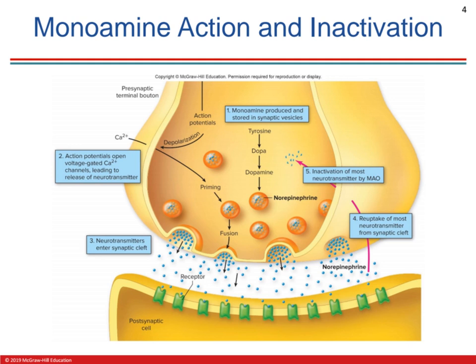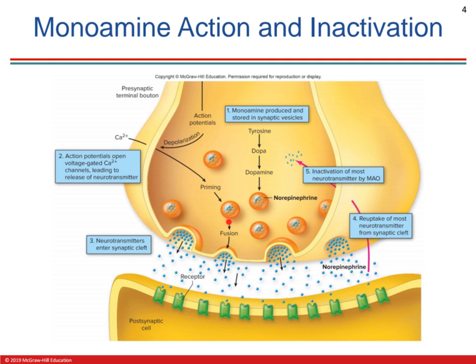This is an illustration from your book indicating some of the things I've just talked about. You have monoamines that are produced and stored in synaptic vesicles. So you start with, for example, tyrosine that can be converted to dopa. That's a precursor of dopamine. Dopamine can be converted to norepinephrine. And then this would be stored in a synaptic vesicle.